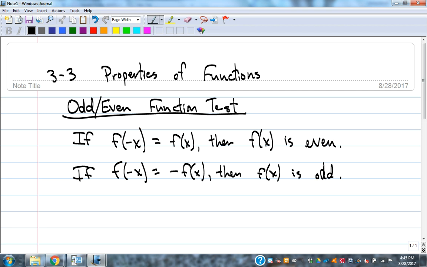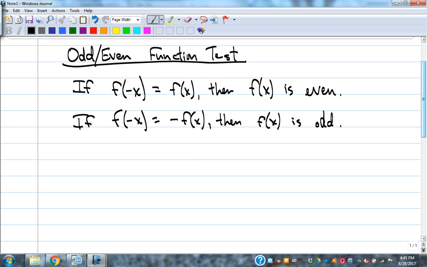So functions can be even, odd, or neither. And if they're not even and they're not odd, they're neither. Just like the number 0. 0 is not even, 0 is not odd. It's neither. Okay, so functions can be that way. The graphic rules for that. So that's the algebraic test, and we're going to do that most of the time.